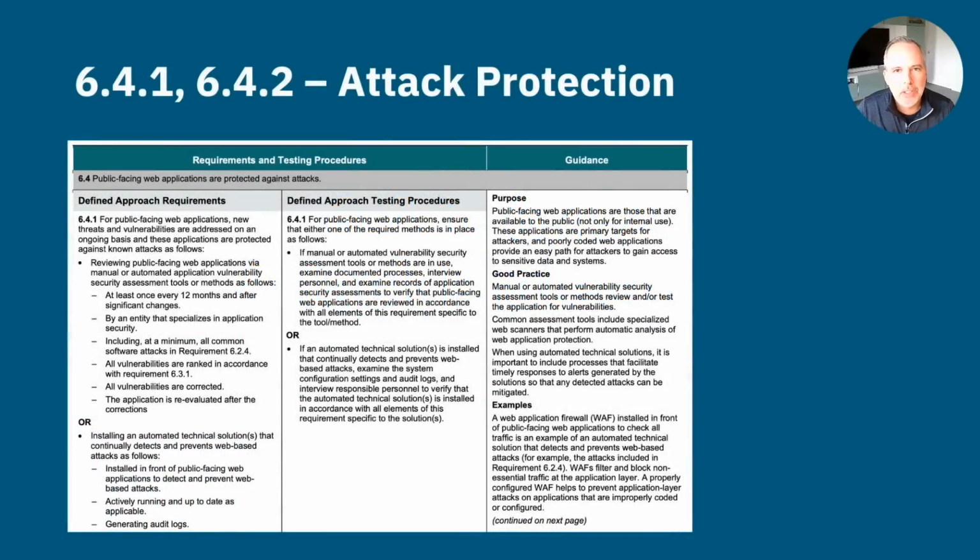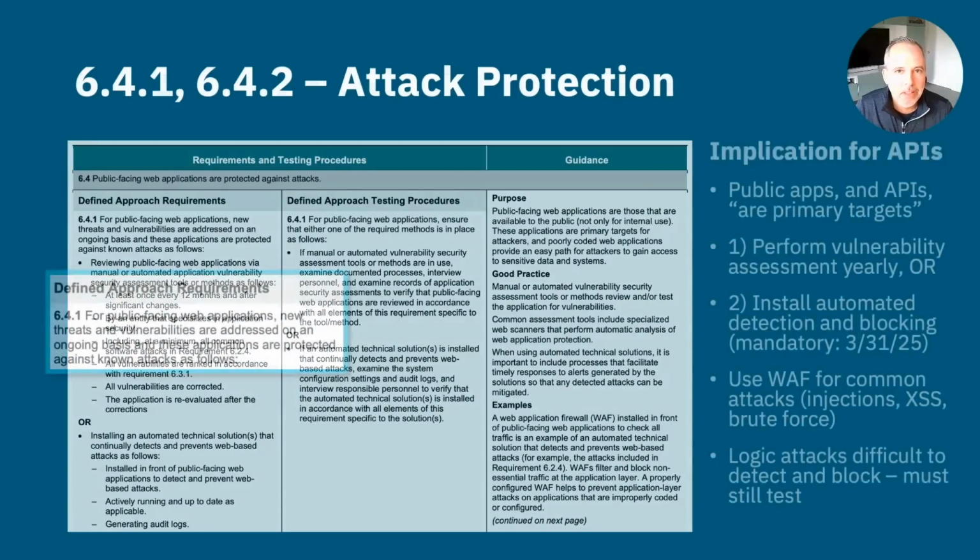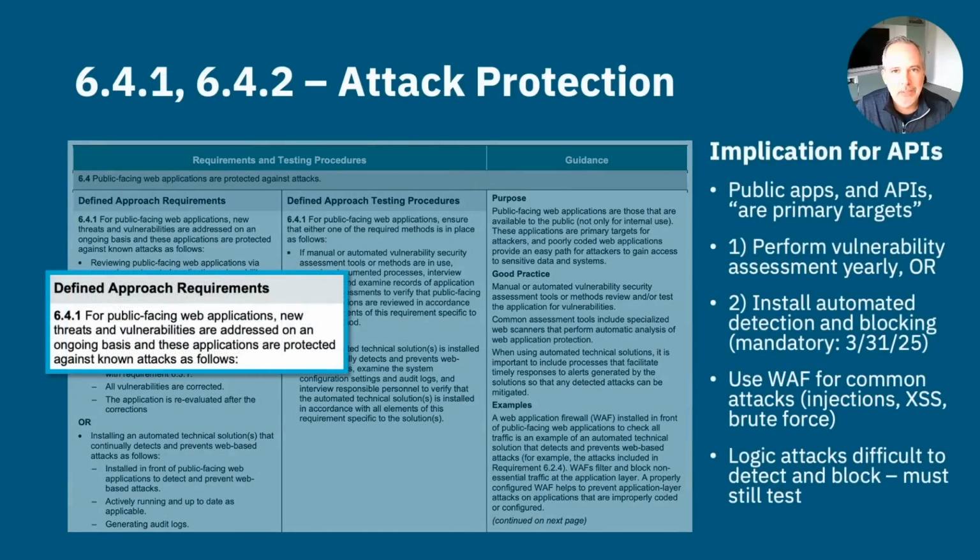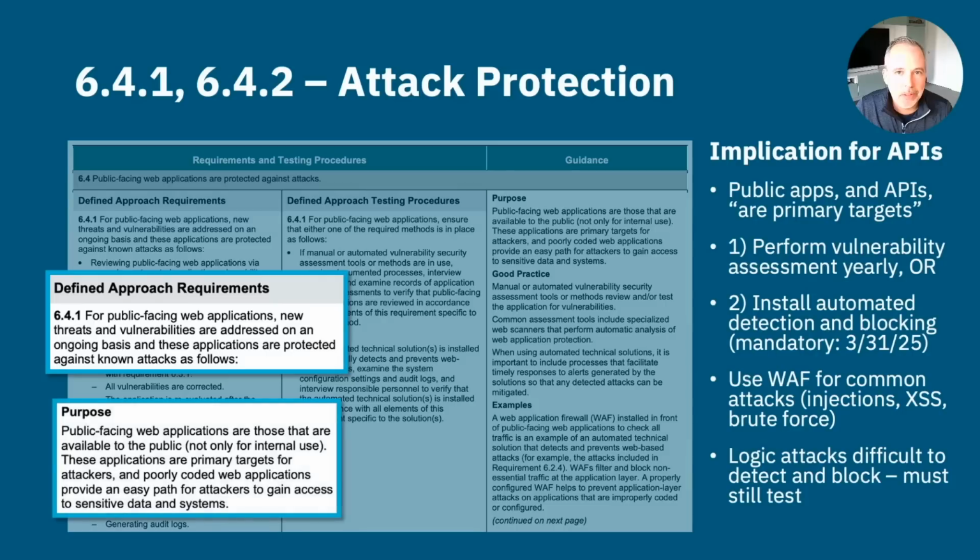We're next going to cover 6.4.1 and 6.4.2 together, and you'll see why in a second. This requirement addresses the need to actively protect public-facing web applications against attacks. The purpose, of course, is to make sure applications are resilient against attacks, as web applications are going to be the primary target for those attacks. As DSS states, poorly coded web applications provide an easy path for attackers to gain access to sensitive data and systems. But pay attention to that term web application.